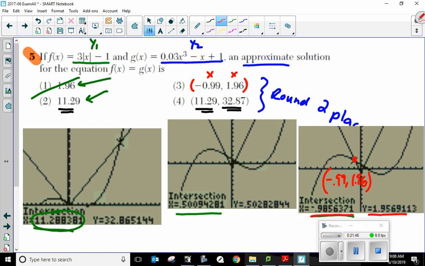This is listing all my solutions. This is not an x value, it's a y value. Same thing right here, 32.87. That's not a y value. That's another x. I don't like how they did that at all. That's dirty. Let me tell you what. Whoever wrote this problem is a major a-hole. That is dirty. I hate that with a passion.